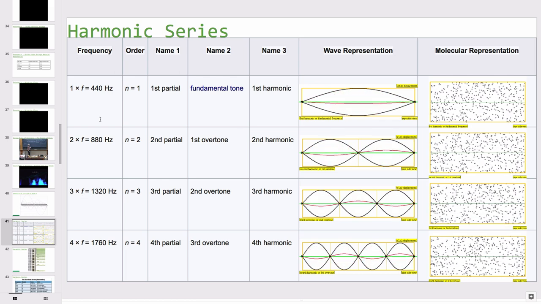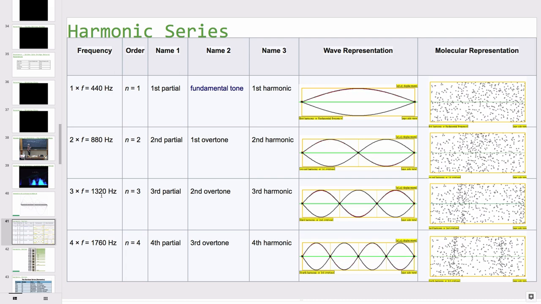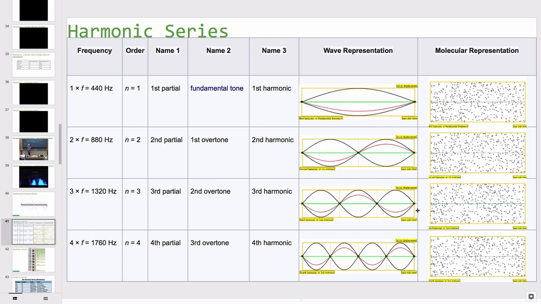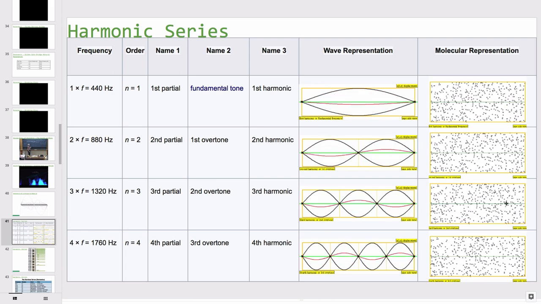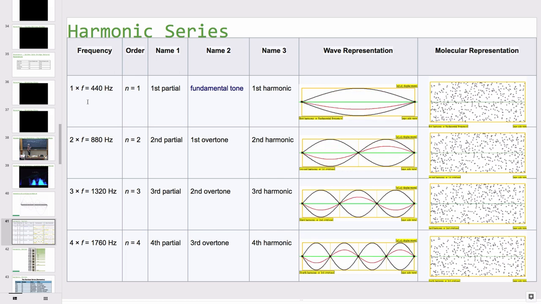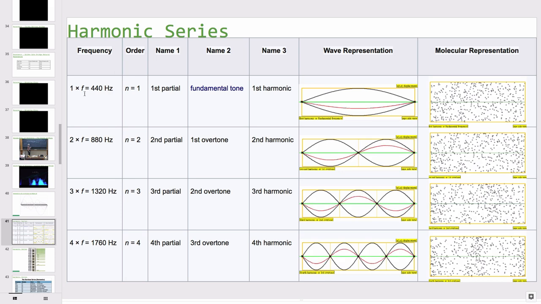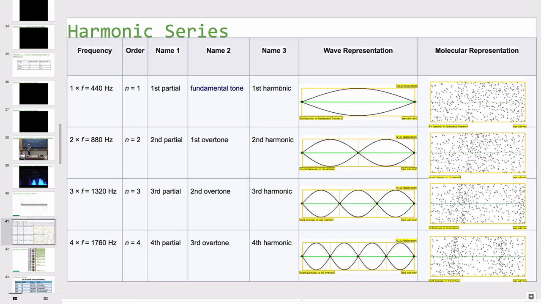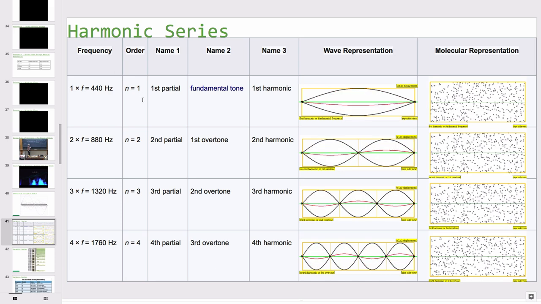The third will be 3 times 440 or 1320, and you can see the four nodes, four antinodes, and the representation here. Then finally, four, and on. So you notice these are whole number multiples of the first harmonic or fundamental frequency.